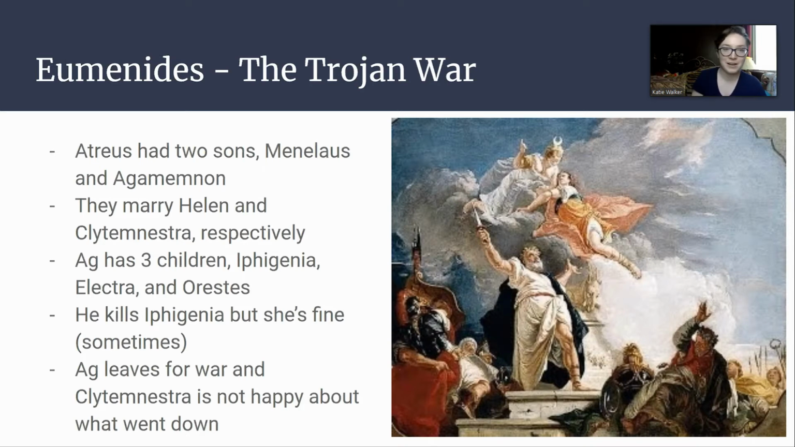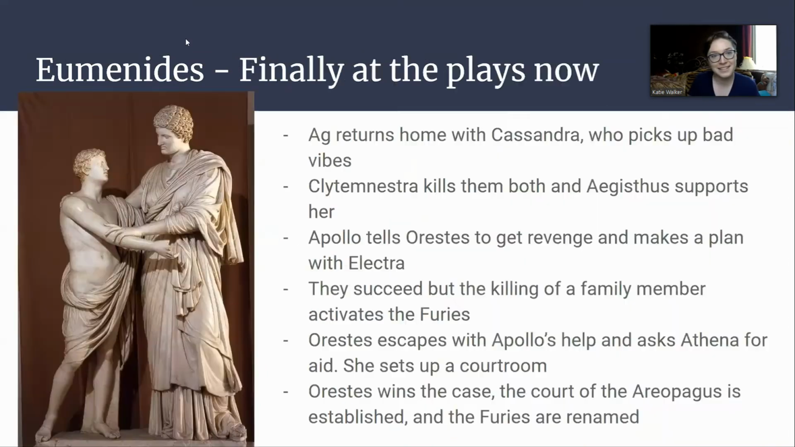And Agamemnon's like, well, how do I fix this? And an oracle tells him, another one of these oracles giving really sketchy advice, you need to sacrifice one of your children. So he sacrifices his eldest daughter, Iphigenia. In some versions, she doesn't get killed because Artemis feels bad and swaps her out last minute for a deer and everything is fine. But in Aeschylus's version, she is killed, which Clytemnestra is not super happy about. They head off to war. Clytemnestra is enraged by this situation, as you might be if your husband just killed one of your children. So let's head on to the next slide and see what happens.